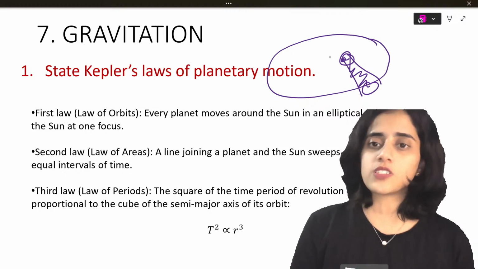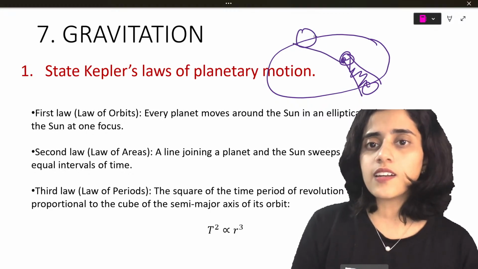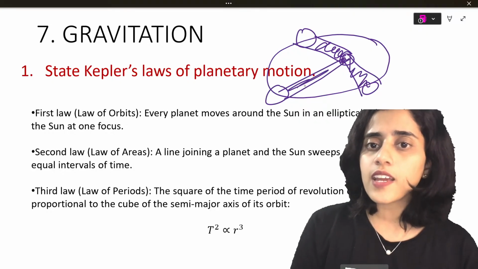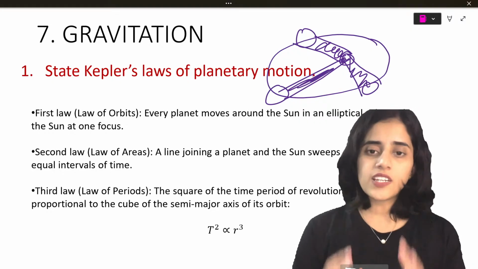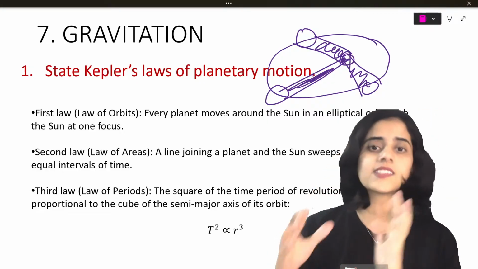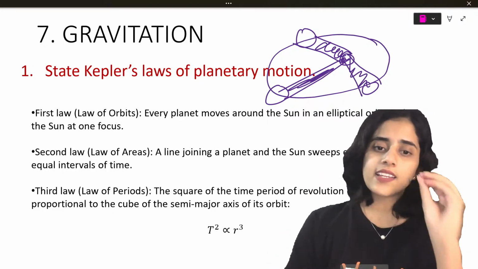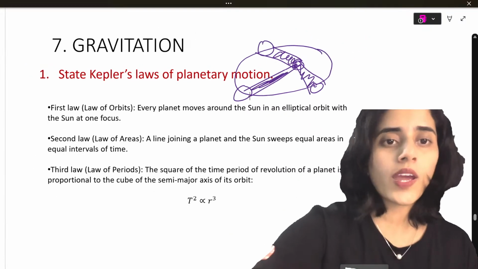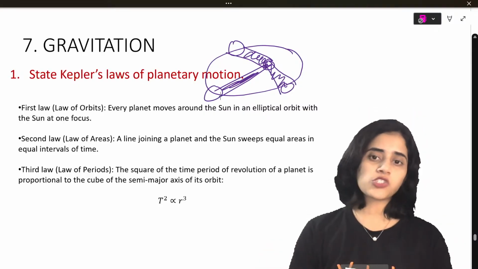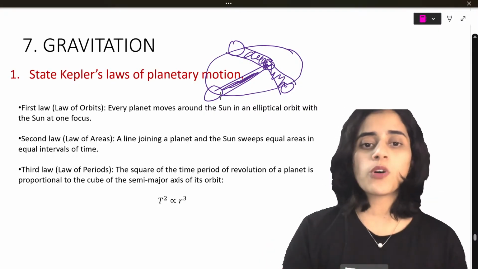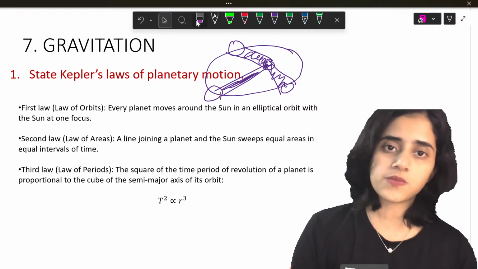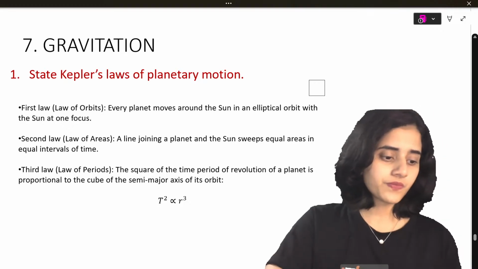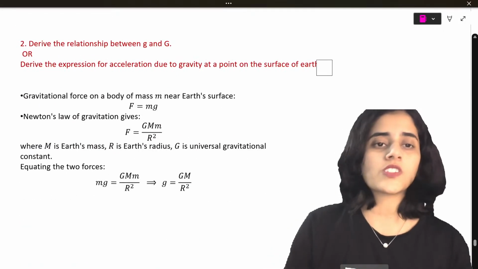So here, if this much is the area, when the planet reaches here, this area is still the same. When the planet reaches here, this area is still the same. Every time the area between the sun and the planet is the same. Next is T square is proportional to r cube. What does that mean? The square of the time period of revolution of a planet is proportional to the cube of the semi-major axis of the orbit. Okay. Next question.